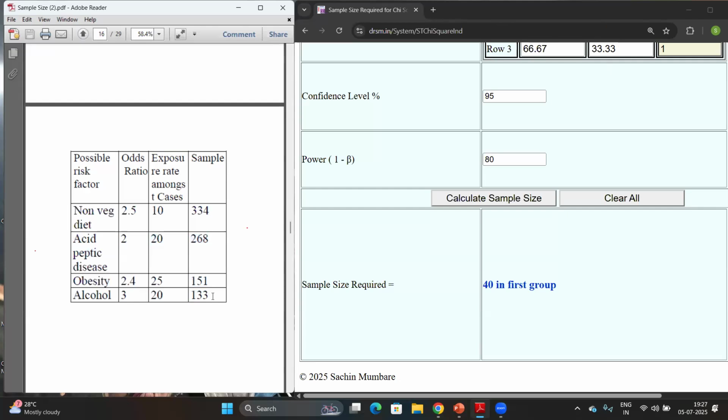Please calculate the sample size required for each one of these risk factors.